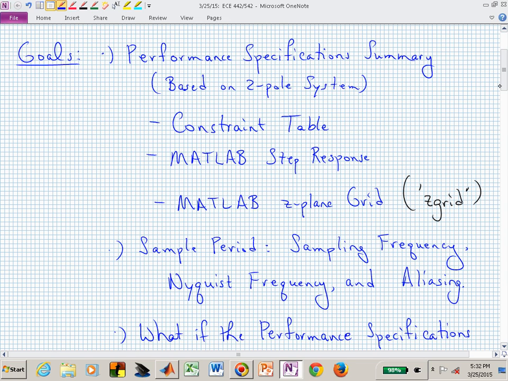We'll then build a constraint table: if we're given a couple of those performance specifications, what we can then determine in terms of our radius and angle for those z-plane desired poles. We'll look at that via a step response in MATLAB just to get us comfortable with doing some of this in MATLAB. We'll look at how to display some of those regions in the z-plane, or inside the unit circle, relative to constant zeta lines or constant damping ratio lines. That is produced with this zgrid function in MATLAB.